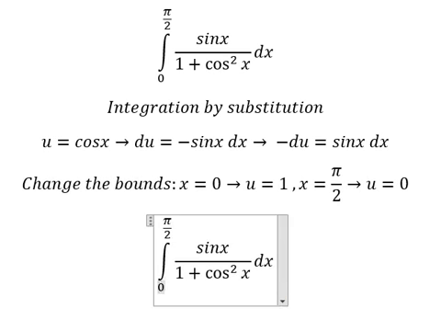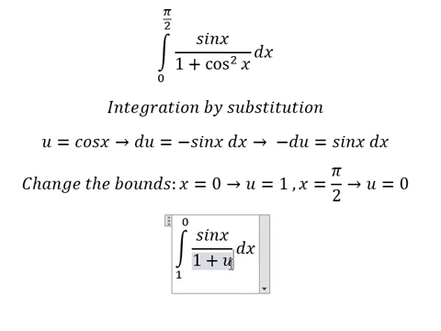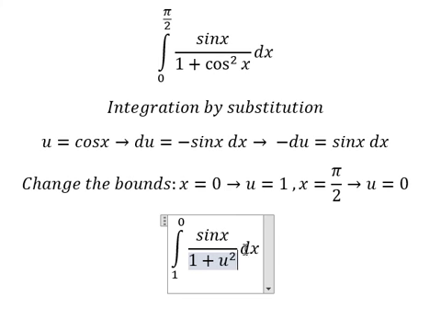So 0 we change to 1. Pi over 2 we change to 0. This one we change to u, and we have u squared. Sine x dx we change to negative du.